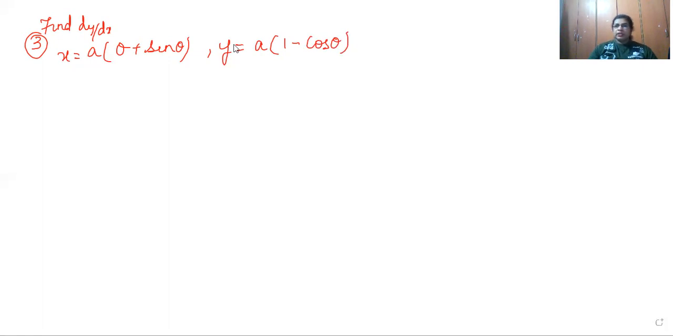Okay, so the question is clear. So how do I proceed now? Who is the parameter now? Theta is the parameter. Okay, so let me find out and keep ready dx by d theta.